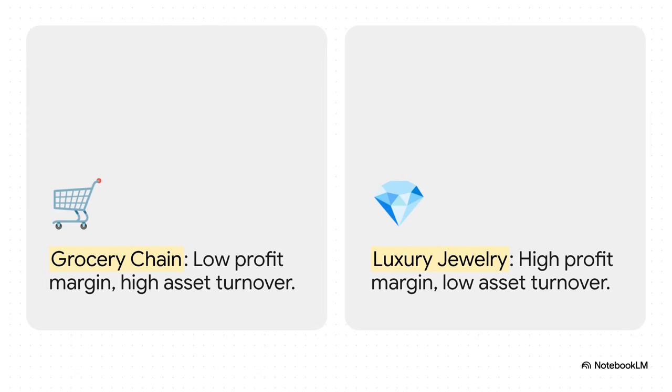The jewelry store is the exact opposite. It might take them months to sell a single diamond ring, so very low asset turnover, but when they finally do sell it, the profit margin is absolutely huge. The DuPont model teaches us that profit margin multiplied by asset turnover equals ROA. Different paths, exact same destination.